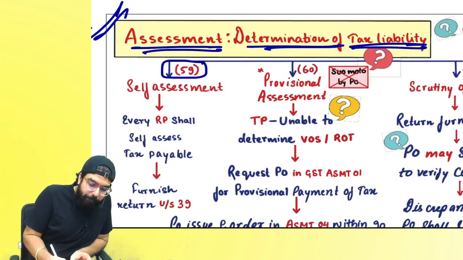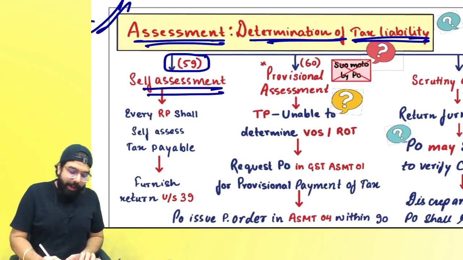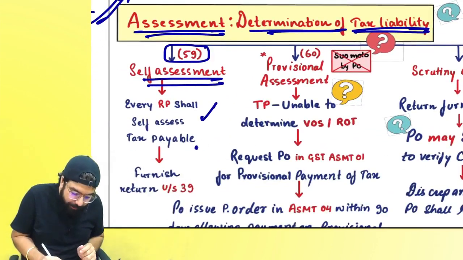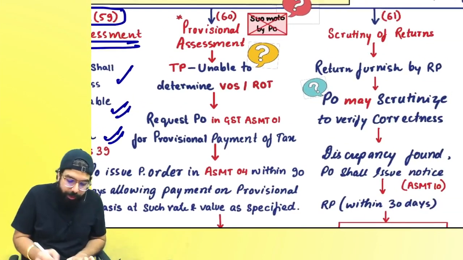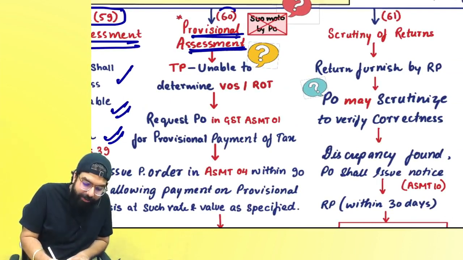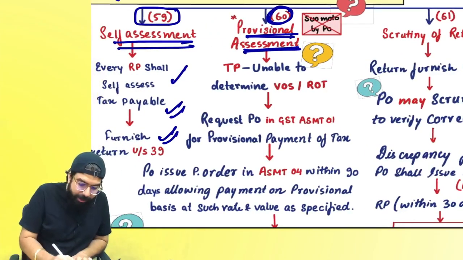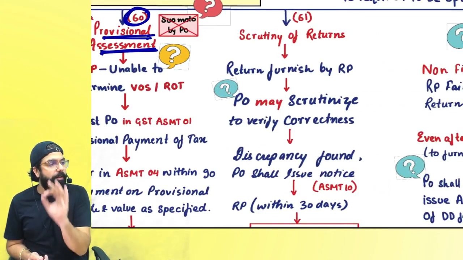Section number 59 self-assessment. Every registered person shall self-assess the tax payable, go ahead and pay the tax and file a return under section number 39. Then we have provisional assessment, section number 60. What happened? 59 done everyone, self-assessment. 60 is provisional assessment.